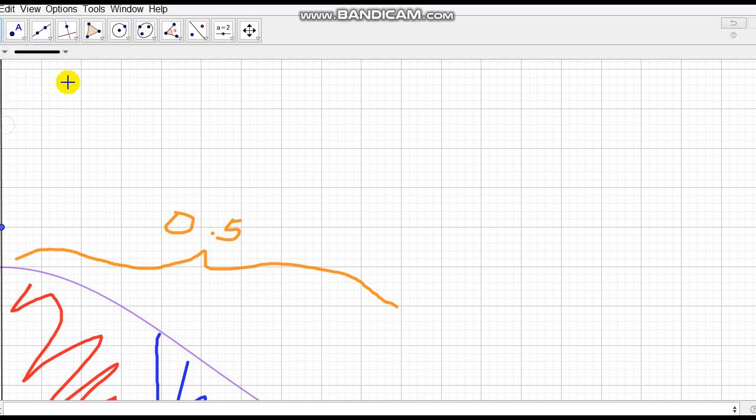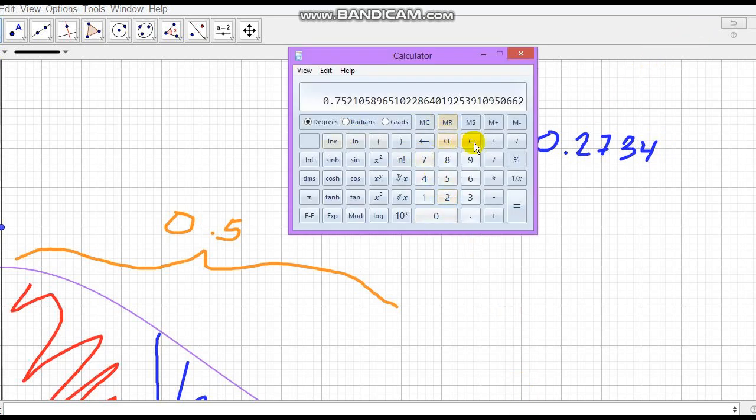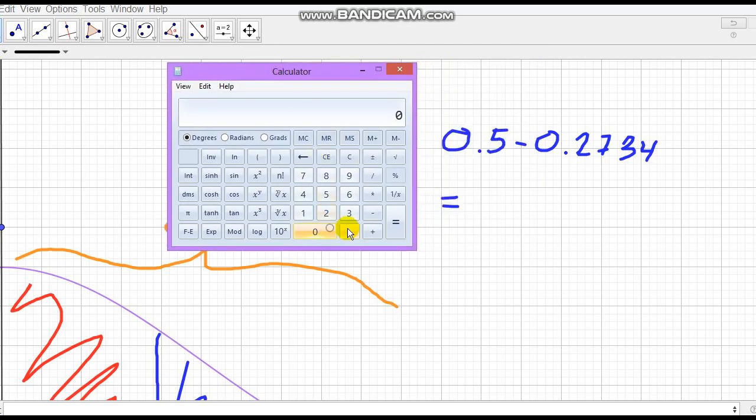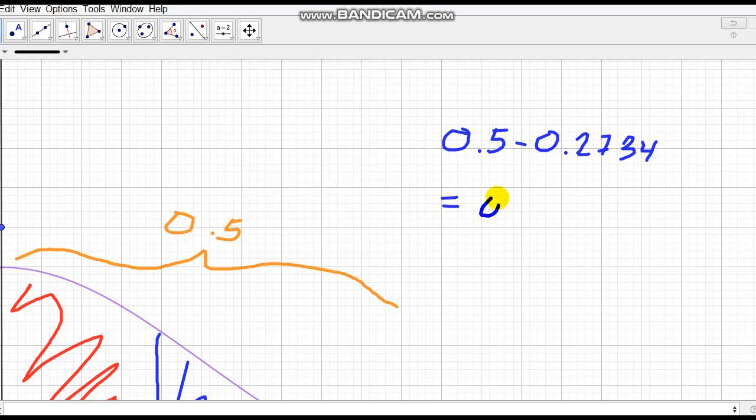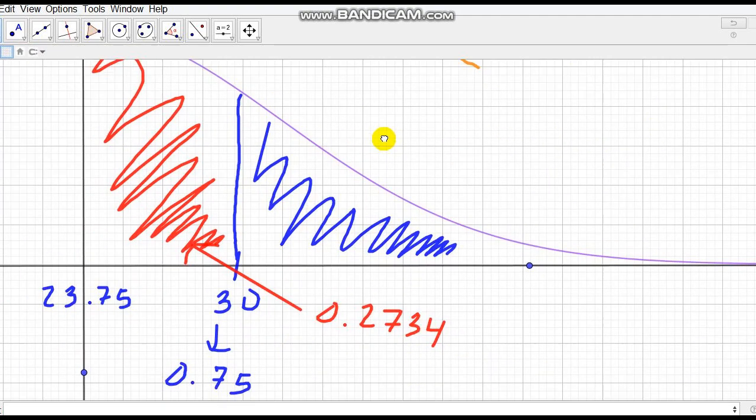So this is going to be 0.5 minus 0.2734. So this is going to be equal to, let's have our calculator here, 0.5 minus 0.2734. That is 0.2266. So this is equal to 22.66% of the scores.